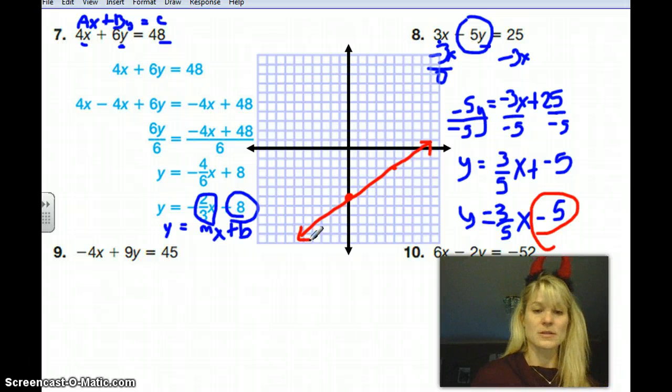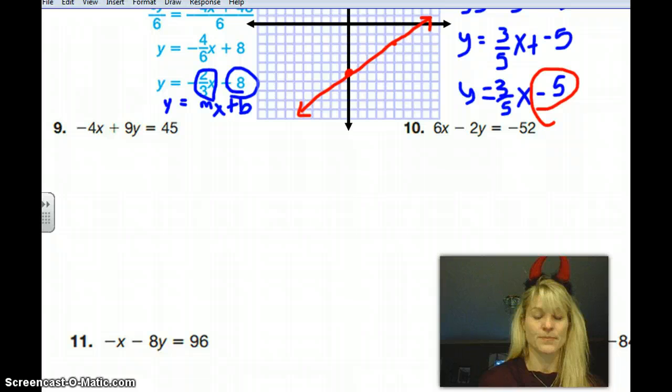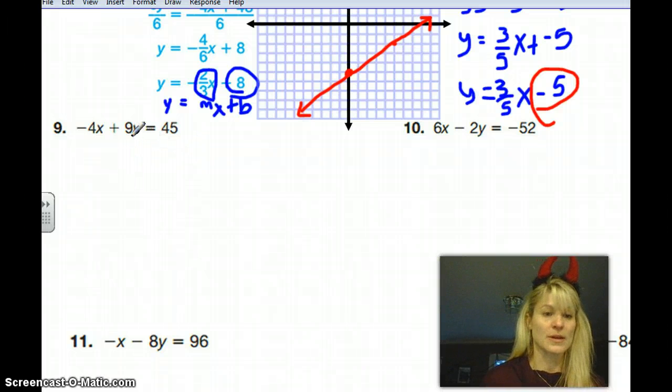Okay, so let's look at one more example here together. So we'll just move that up. Here again, it's in standard form. We want it in slope-intercept form. So the only thing I want left standing is my y. So I'm going to get rid of this negative 4x. So we know the opposite of negative 4x is positive 4x.